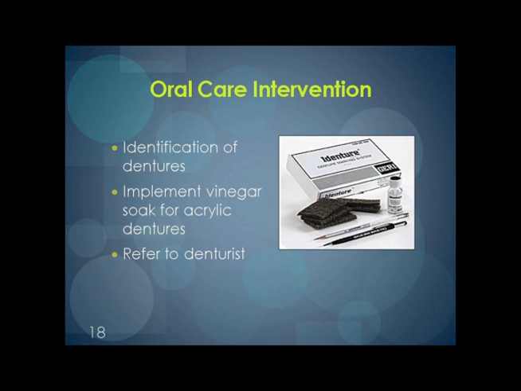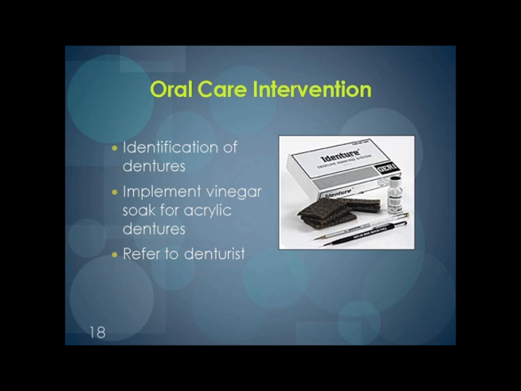Generally, your oral care intervention will include identifying the denture. For acrylic dentures, you can implement a half white vinegar, half water soak to help loosen some of the hard deposits. The identification kits are readily available, easy for staff to use. Generally, these kits include a sanding sponge, a marking pencil, and acrylic sealer. For full or complete dentures that have a minor amount of hard tartar, you can implement a weekly overnight vinegar soak, as I mentioned earlier, half white vinegar, half water.